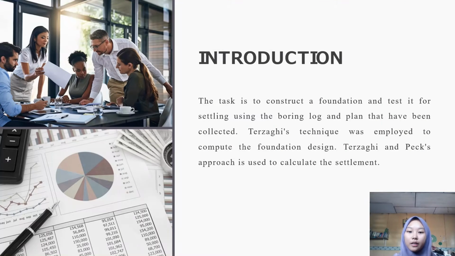For the introduction, the task is to construct a foundation and test it for the settlement using the boring log and plan that have been collected. The Terzaghi technique was employed to compute the foundation design. The Terzaghi and Peck approach is used to calculate the settlement.